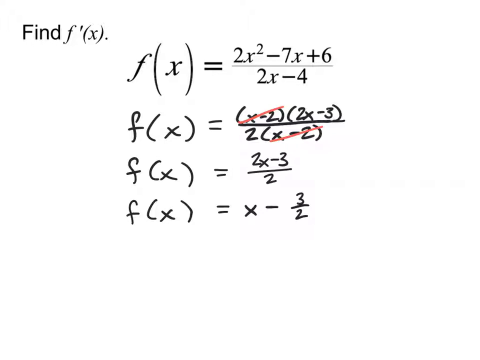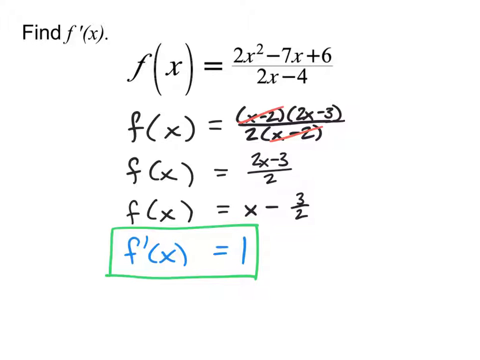Now that I have that, I can then go on to finding my derivative, the f prime of x that we were asked to find in the first place. And when we do find that derivative, the derivative of x is 1, and the derivative of negative 3/2 is 0. So our final answer is that f prime of x equals 1.